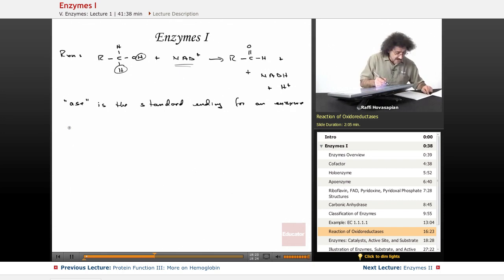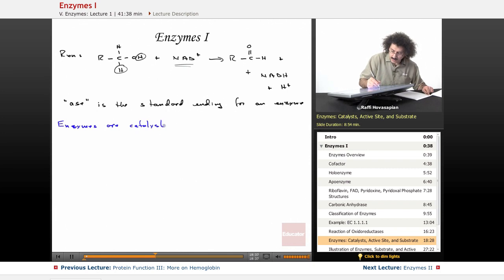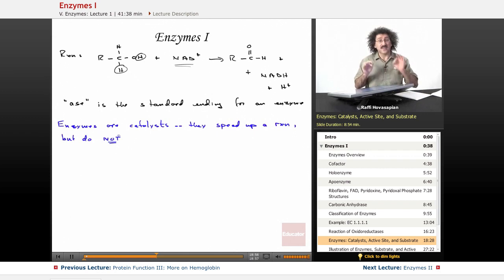Okay. Now, enzymes are catalysts. That's it. They're catalysts. All they do is speed up a reaction, but they do not affect the equilibrium position of a reaction. That's very important. They allow a system to come to equilibrium faster. They just don't change the equilibrium position.